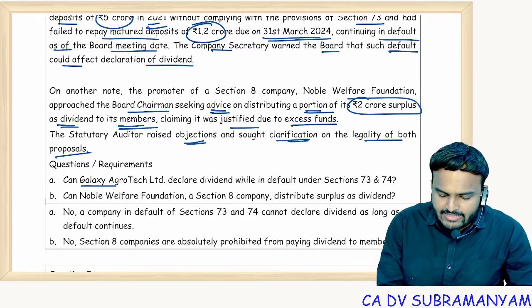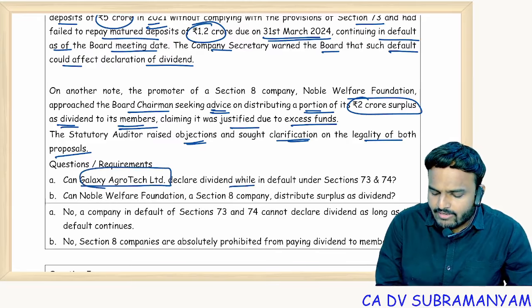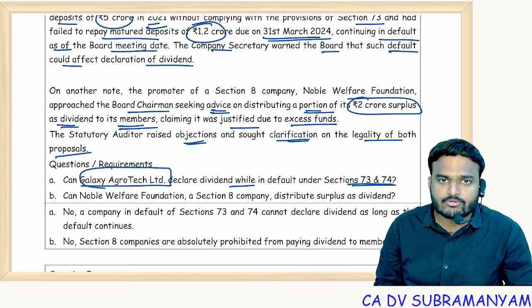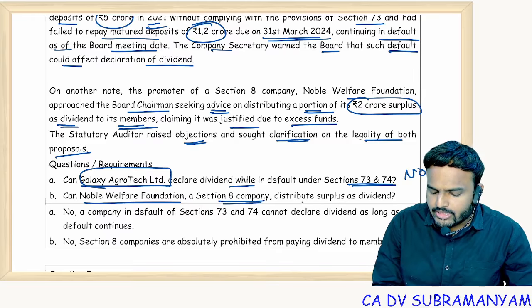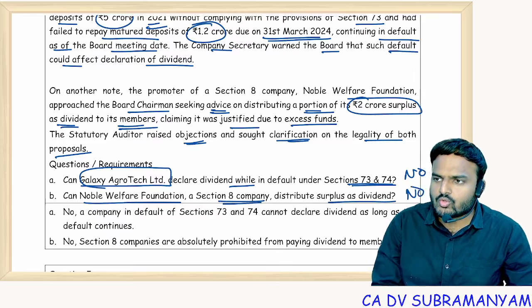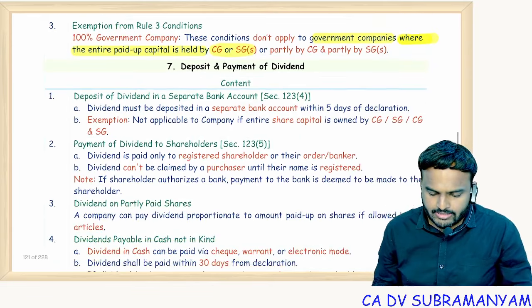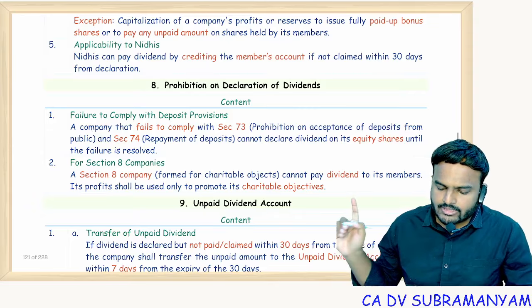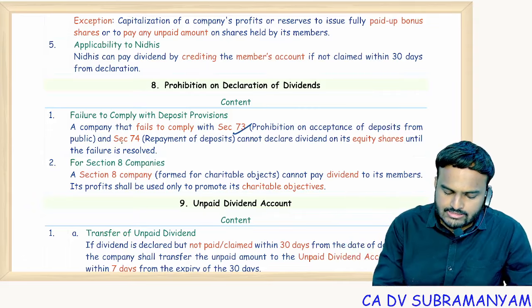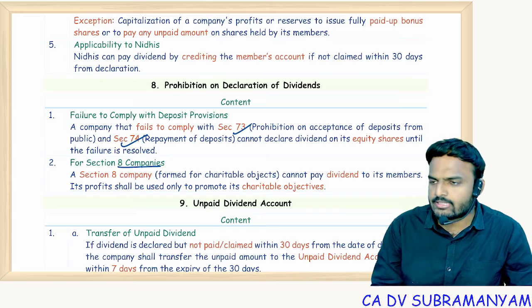So can Galaxy Agrotech Limited declare dividend while in default under Section 73 and 74? Answer is no. Can Noble Welfare Foundation Section 8 company distribute surplus as dividends? No. So if you look at the material, two companies are prohibited from declaration of the dividends. Section 73, 74 violated companies, Section 8 companies.